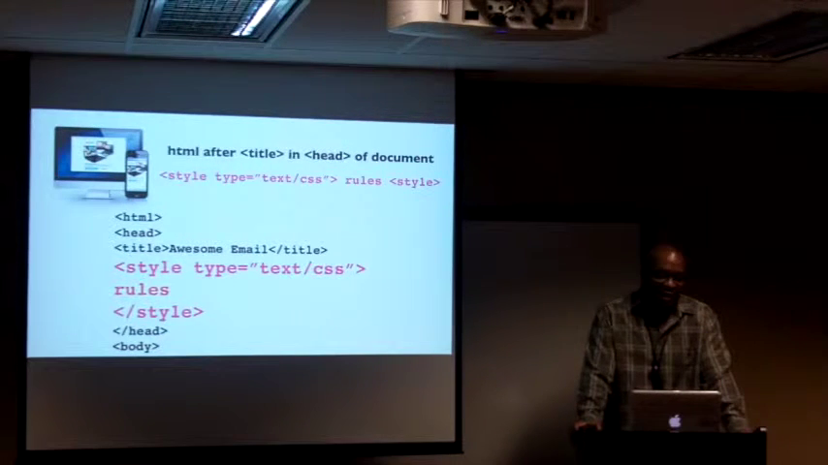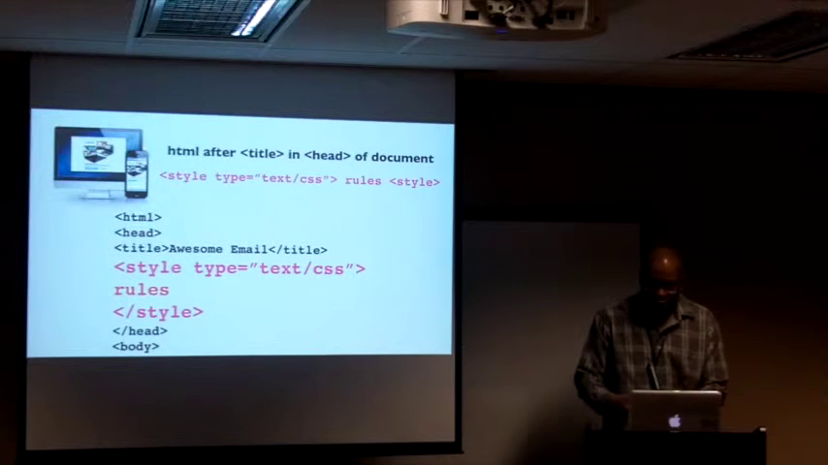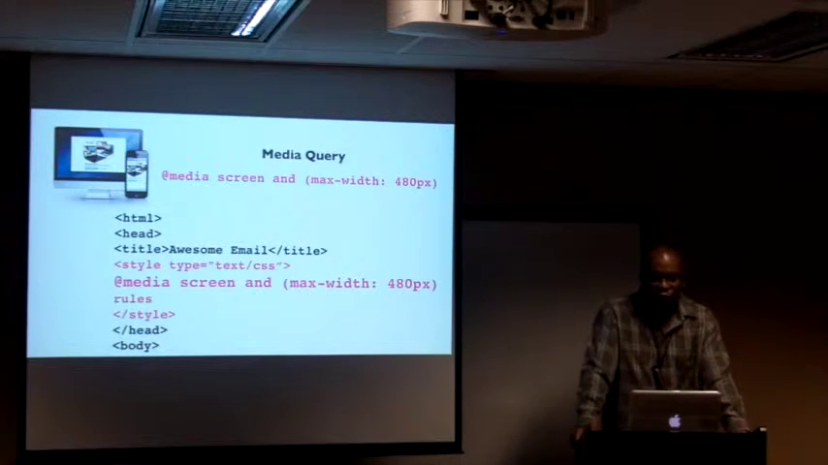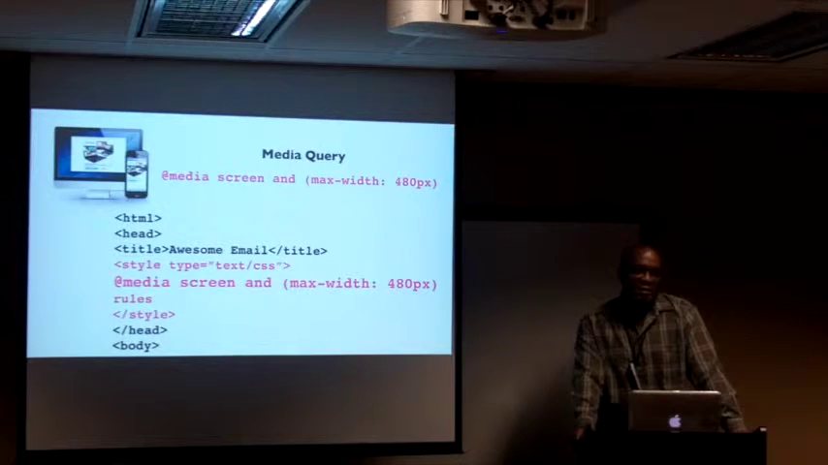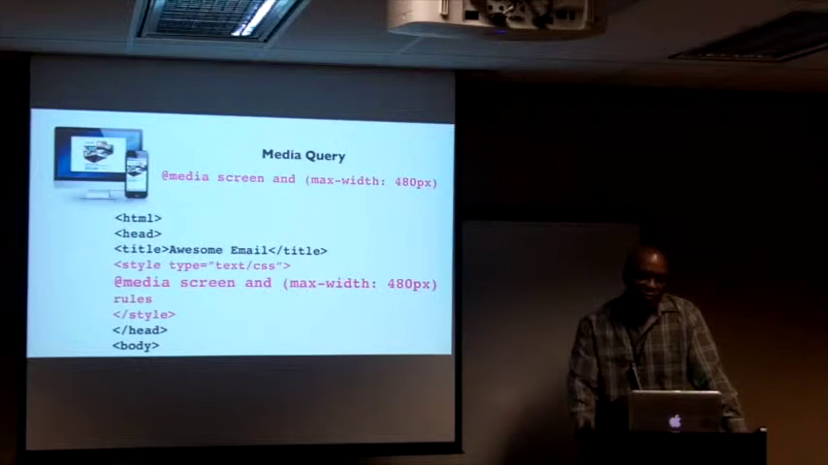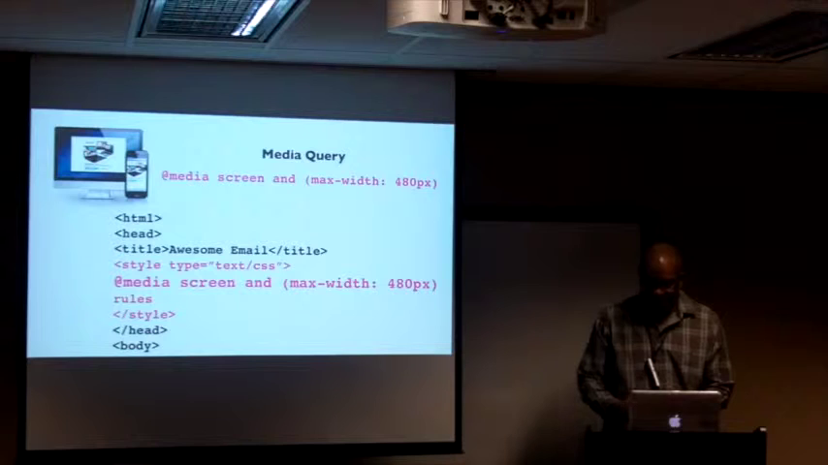So it's after the title, you put in your style heading, and in the red there you've got rules. So the first rule you can really put in is your media query. This is a shortened form of the media query, @media screen, and then you have your maximum width. You don't really need to specify a minimum width, as the mobile browsers have gotten a lot smarter. And so you have it in between style tags.